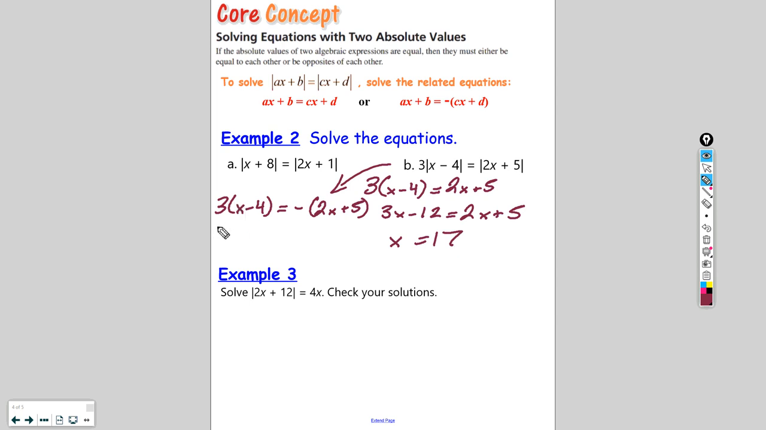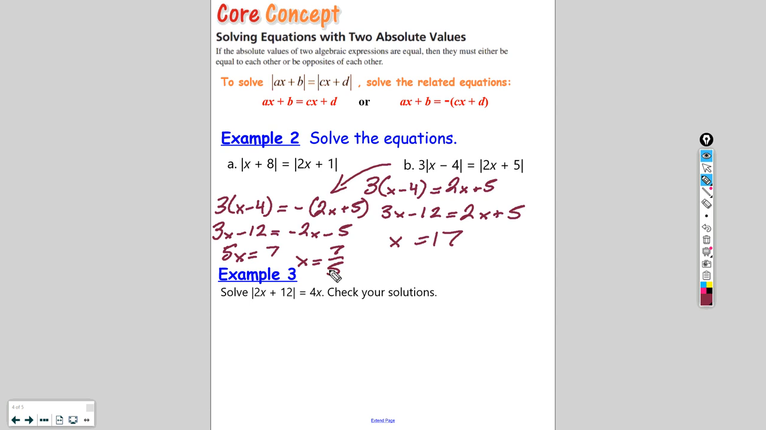In the next part, we're going to distribute that 3 again. We get the same thing. Now we need to distribute the negative. So we're going to have negative 2x minus 5. And once again, we're going to get all the constants on one side and all the variables on the other. So I'm going to add 2x. We get 5x on one side. Add 12. We get 7 on the other. And when we divide by 5, we get 7/5.